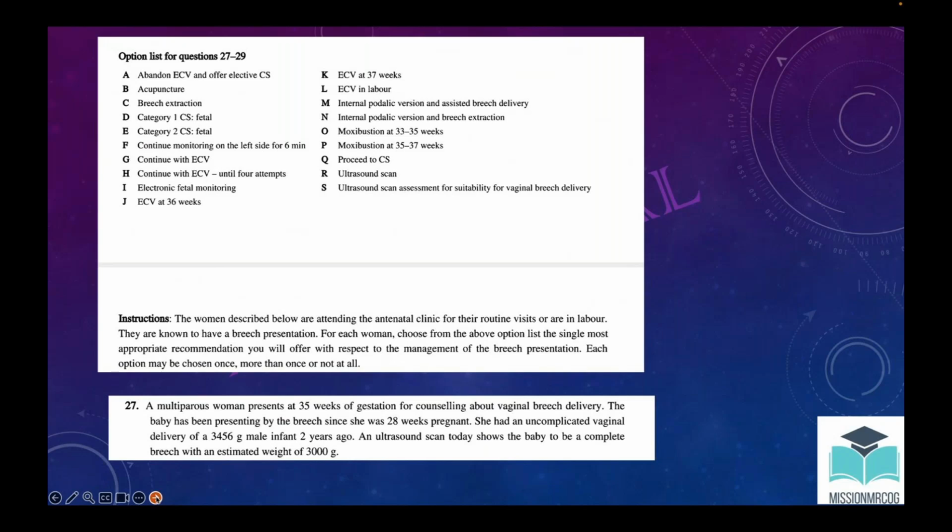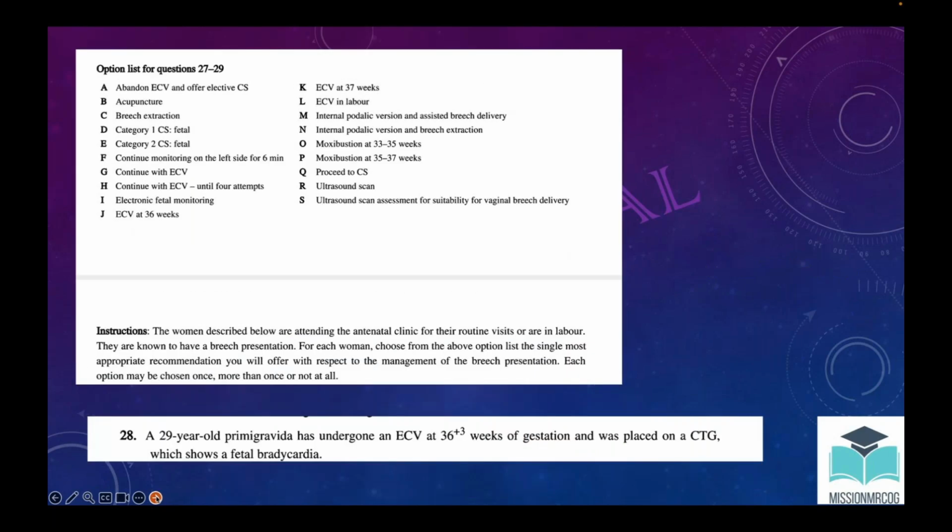Okay. Yes, ECV at 37 weeks. So the 29-year-old woman has undergone ECV. CTG shows a fetal bradycardia. Proceed to CS. Why will you do CS? You will not wait. I will be conservative, not do CS. You will do it because she's only 36 weeks.